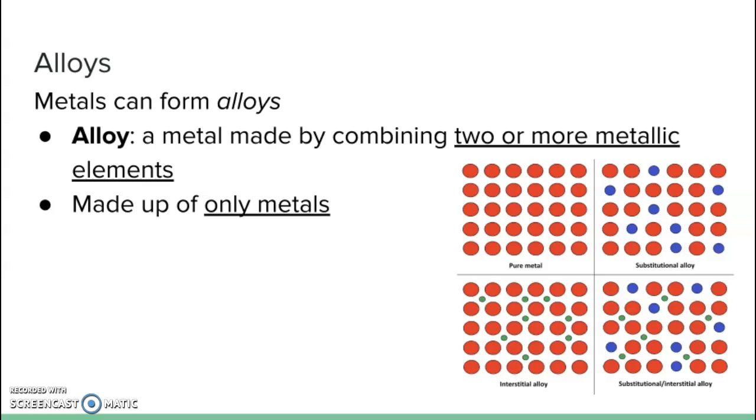Okay. A type of metallic bond is an alloy. And an alloy is a metal made up of combining two or more metallic elements, made up of only metals. Meaning, if you see here, oh crap, I can't zoom it in, each of these red circles represents one type of metallic ion, right? So say I'm talking about copper, okay? Here I would have all copper, so I'm pure copper.